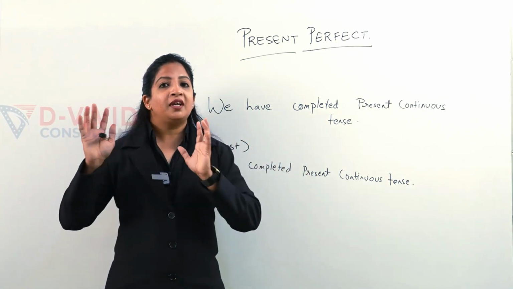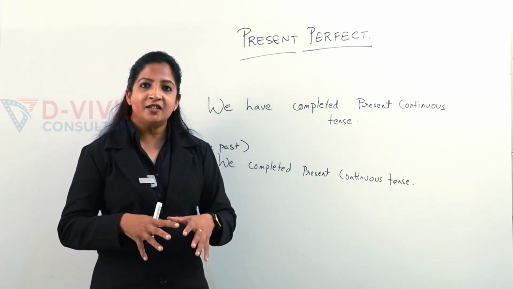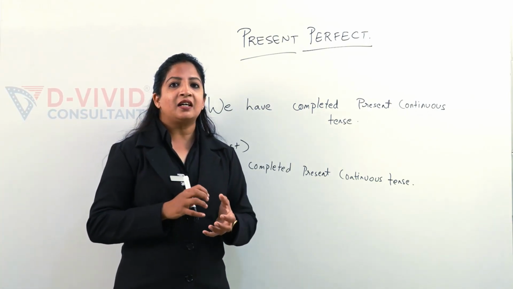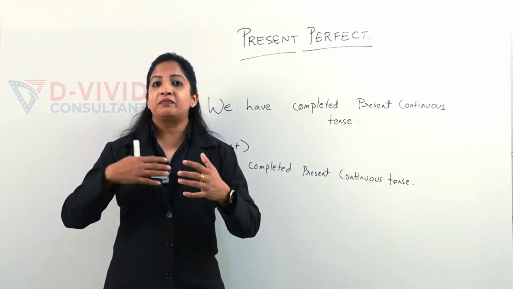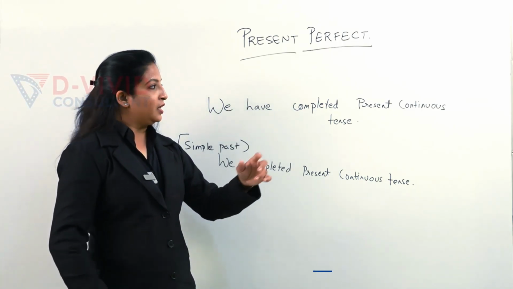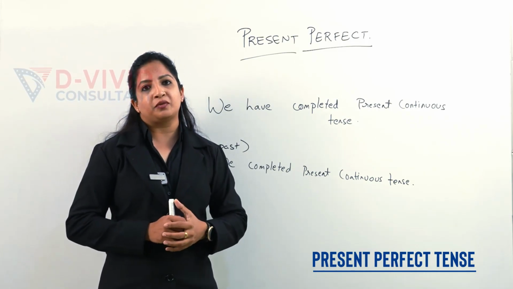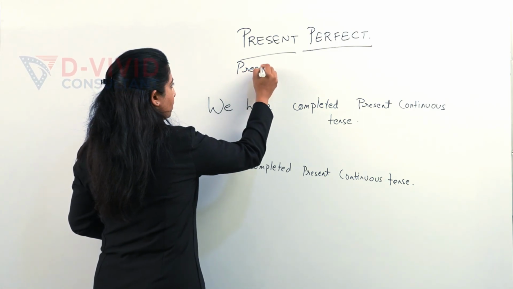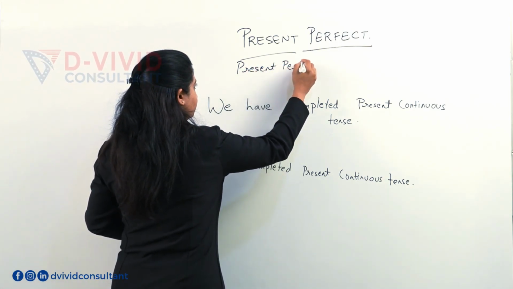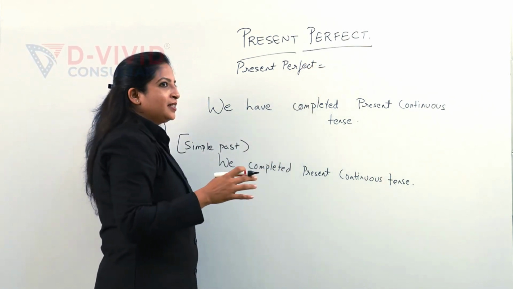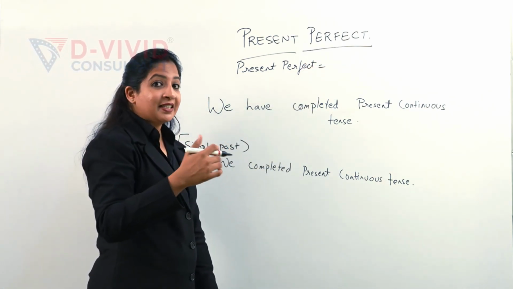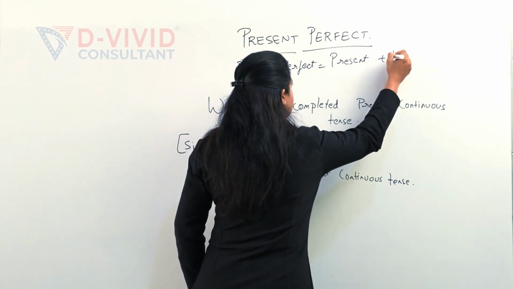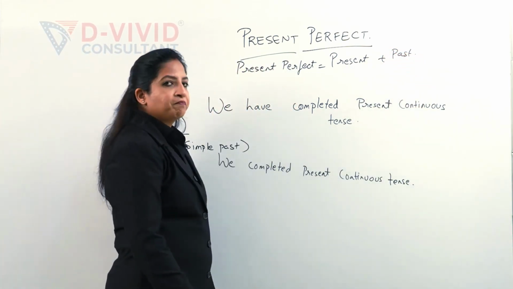जब पास्ट की कोई एक्टिविटी हमको प्रेजेंट में स्टेप लेने में या कुछ डिसाइड करने में हेल्प करती है, इसका मतलब कि हम पास्ट को प्रेजेंट के साथ कनेक्ट करते हैं, तब हम प्रेजेंट परफेक्ट टेंस यूज करते हैं, which means that present perfect tense is a combination of present and past. Can I say that? Yes? Okay.